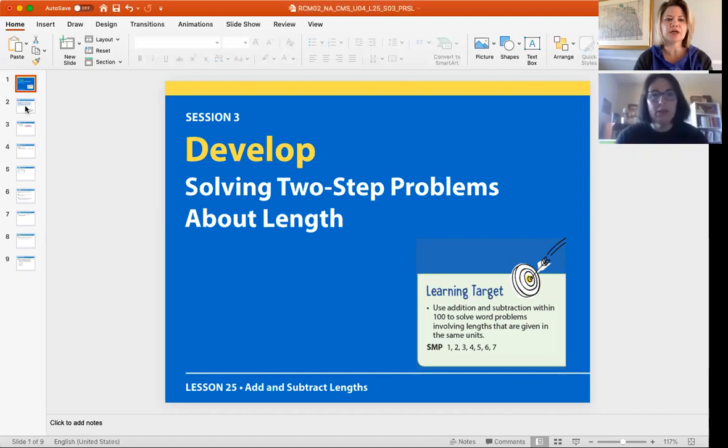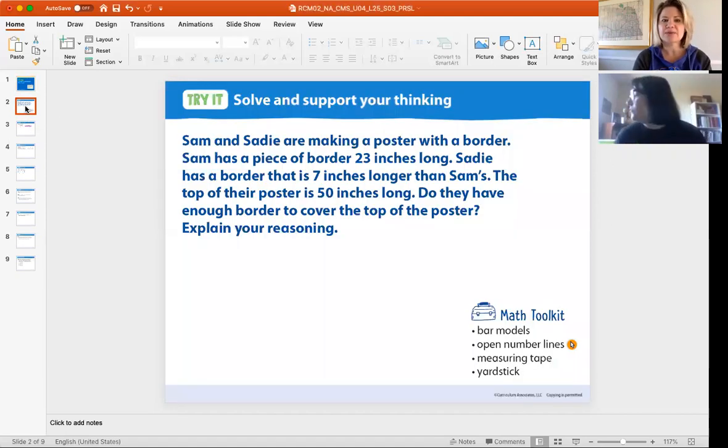Okay, so if we look at our first slide, we have a problem. It says Sam and Sadie are making a poster with a border. Sam has a piece of border 23 inches long. Sadie has a border that is 7 inches longer than Sam's. The top of their poster is 50 inches long. Do they have enough border to cover the top of the poster? Explain your reasoning. Two steps, though. Two-step problem. All right, well, let's take a look.